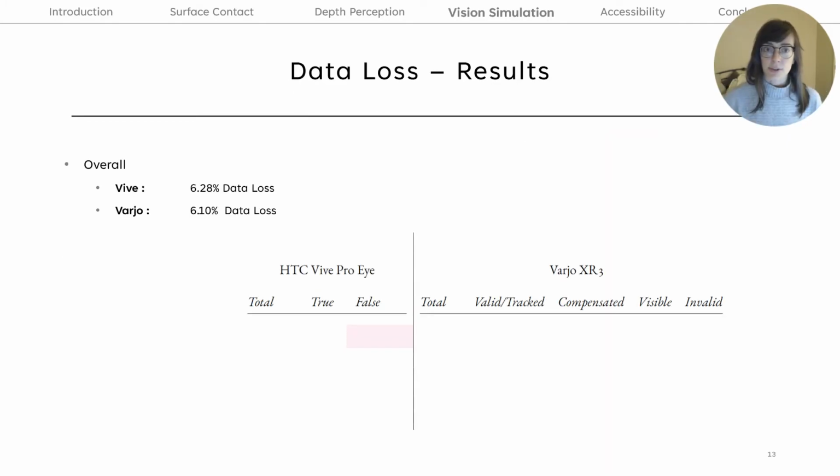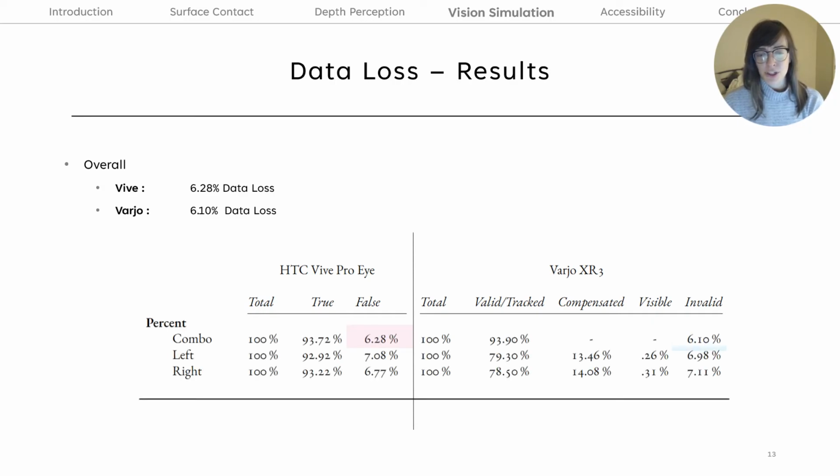For data loss, we counted samples as invalid when either the left, the right, or the combined eye sample was marked as invalid, which is technically marked as false for the HTC Vive and invalid in the labeling system for the Vario. With this criteria, we measured 6.28% data loss for the Vive and 6.10% data loss for the Vario. We didn't statistically analyze the eye tracking data loss between these two devices because they use quite different reporting mechanisms, but there's a lot that we can glean from the labeling system in the Vario in particular.